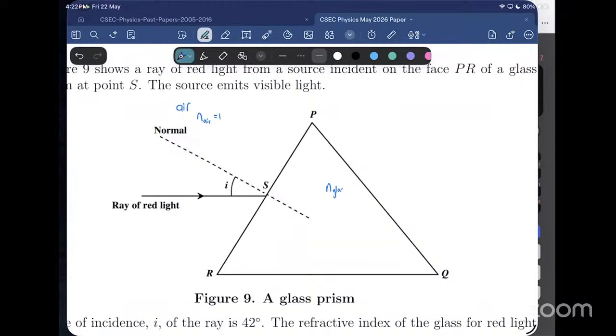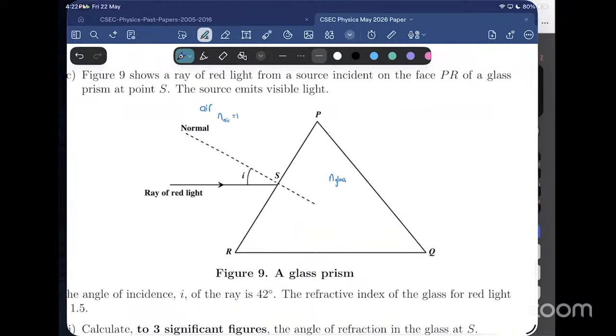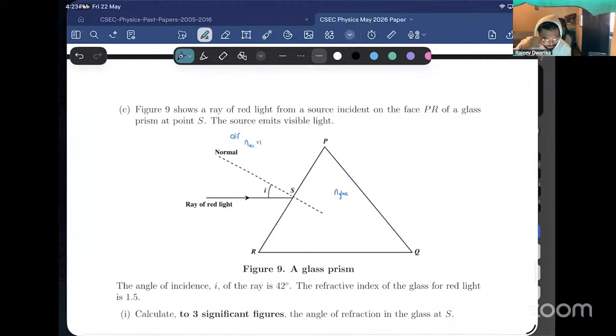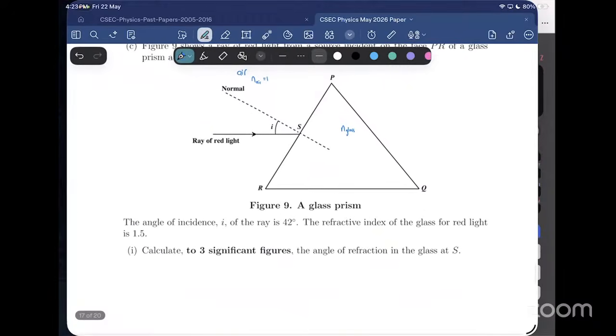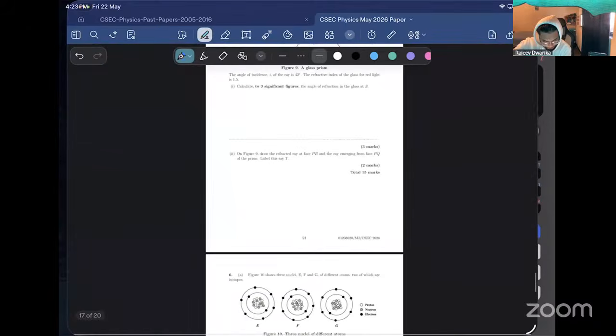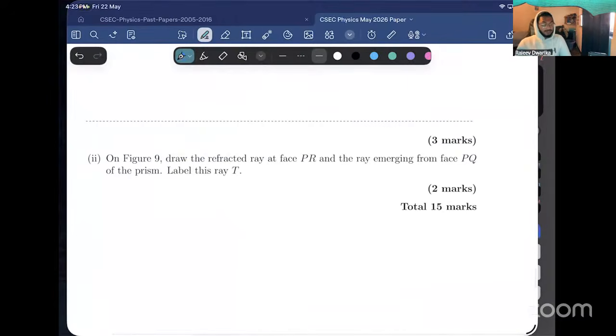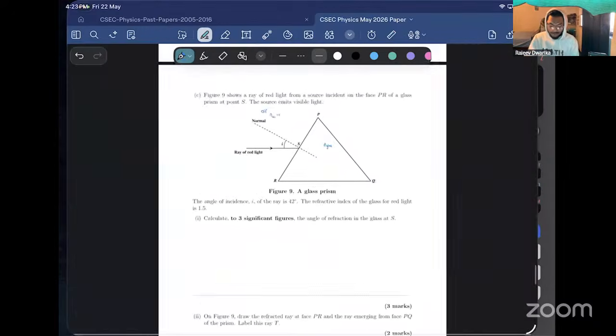And do they tell you to draw the refracted ray as well? I think so, yeah. On figure 9, draw the refracted ray at face PR and the ray emerging from face PQ of the prism. No problem.